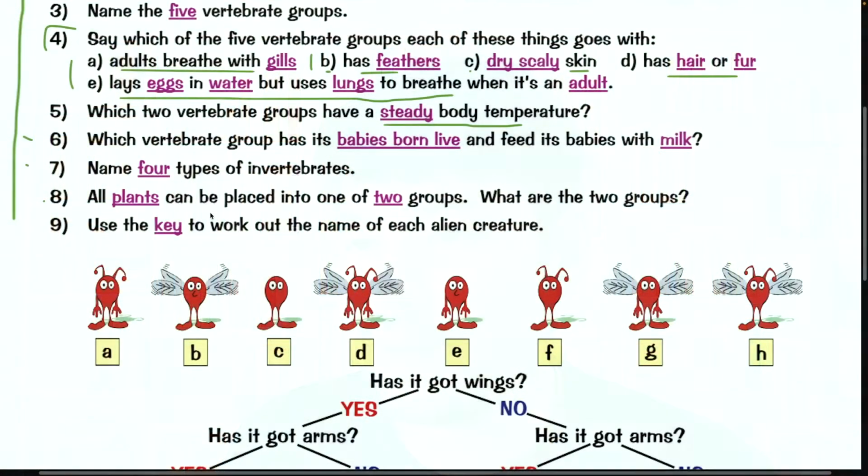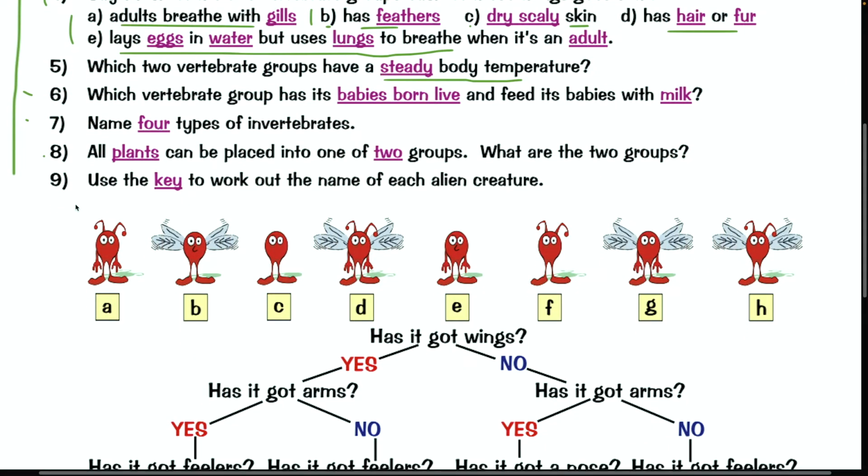Next one, number 9, which is the last one. Use the key to work out the name of each alien creature.